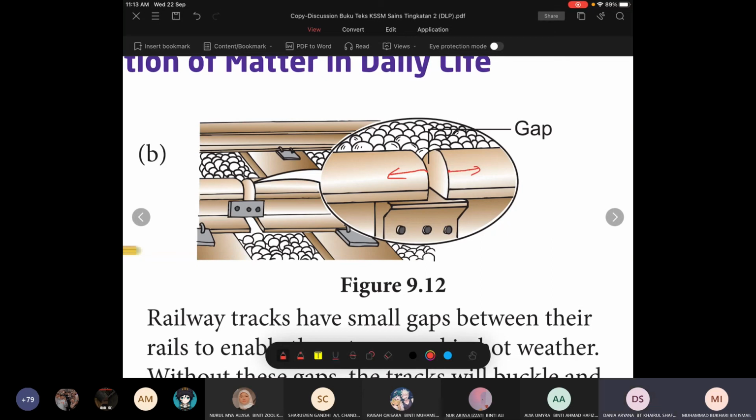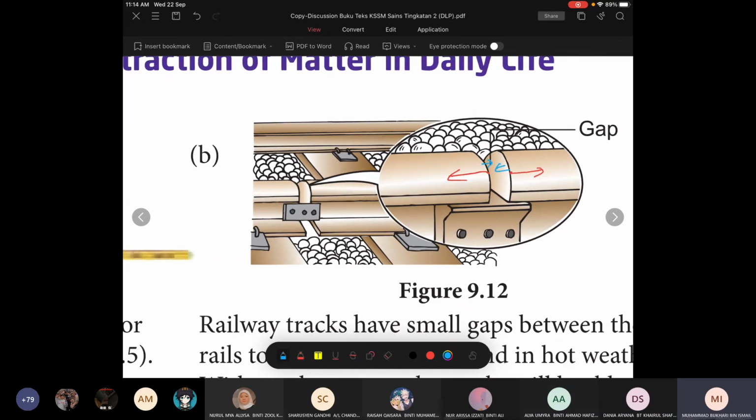What about during hot time? During hot time, both metal sides expand due to heat. They expand closer, so the gap becomes smaller. Okay, that's what happened. Okay, what about this thermometer?